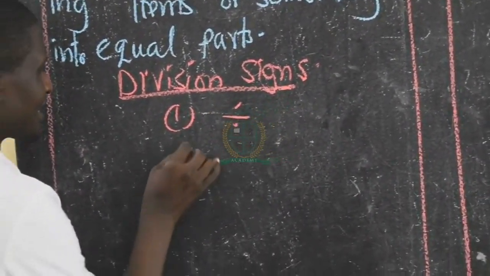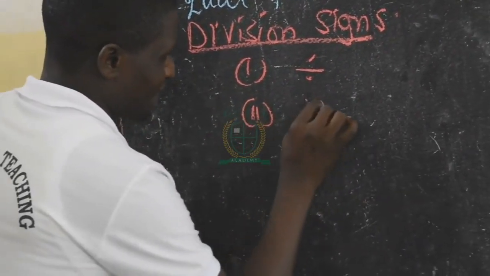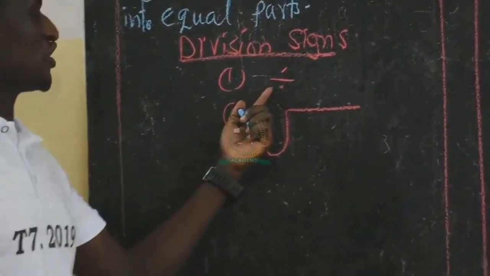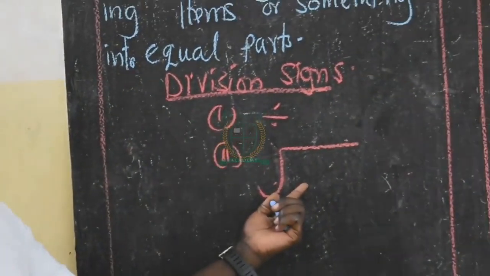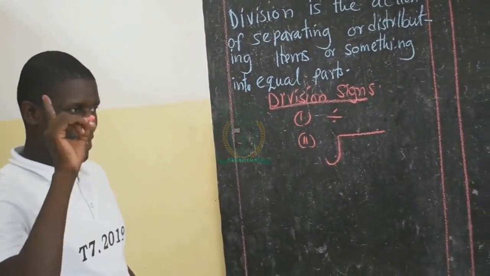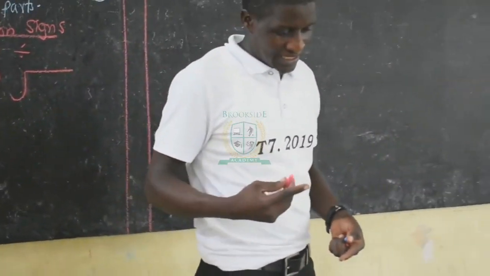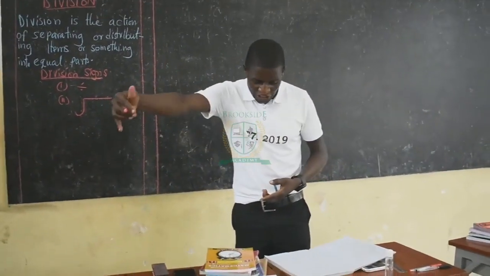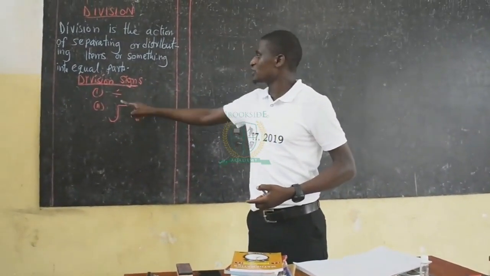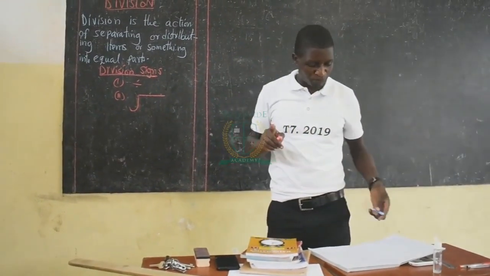And then we have the second sign. It is like this. That's another sign. This one we call the short sign of division, and this one we call the long sign of division. This is under class primary 4. But when we move ahead, you'll find others like subtraction and other things. But today we are going to talk about only the division signs, the short one and the longer one.